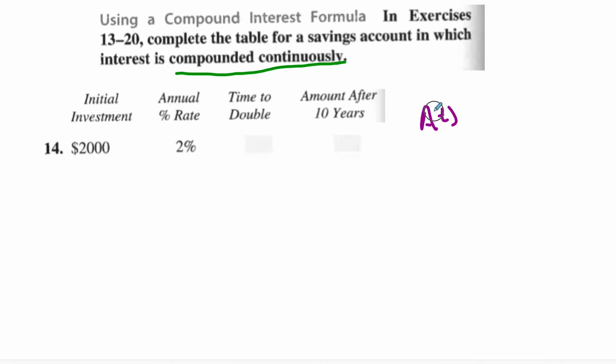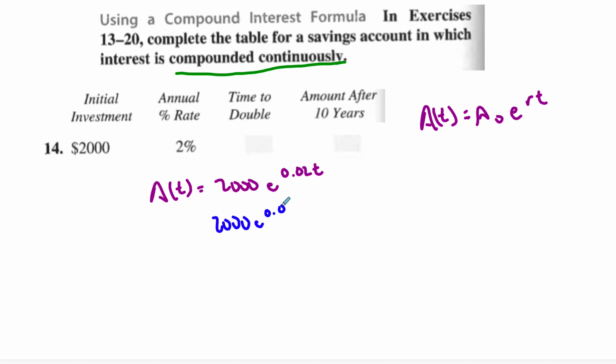will be like A of t equals A naught, where that's the initial investment or amount, e to the rt, where r is the rate and t is time in years. So when we're looking at this, it'd be A of t equals 2,000 e to the, don't forget to convert this to a decimal, 0.02t. Now, that being said, when we want the time to double, it means in this particular case, we're looking for when this equation equals $4,000, aka twice the amount.